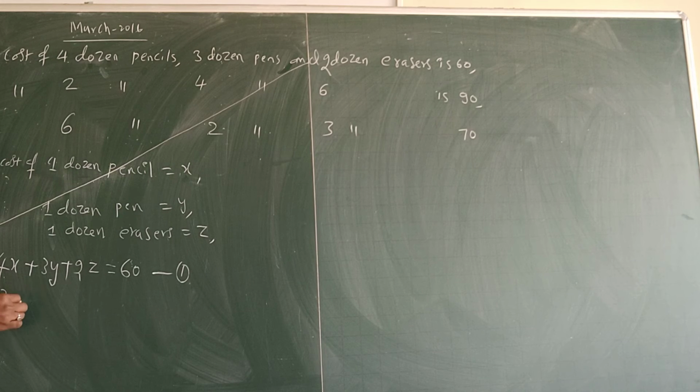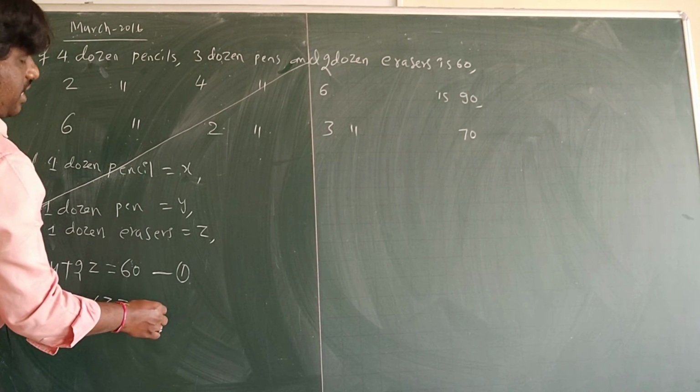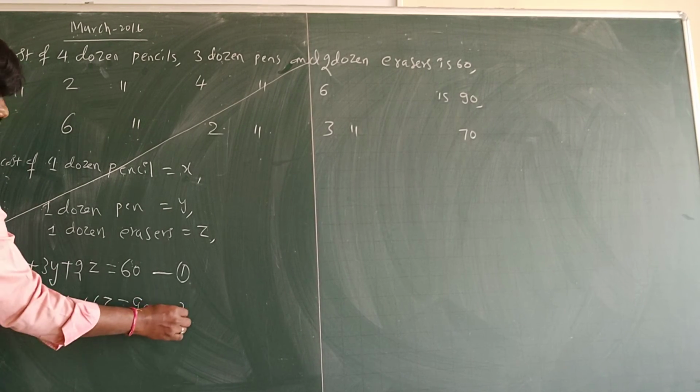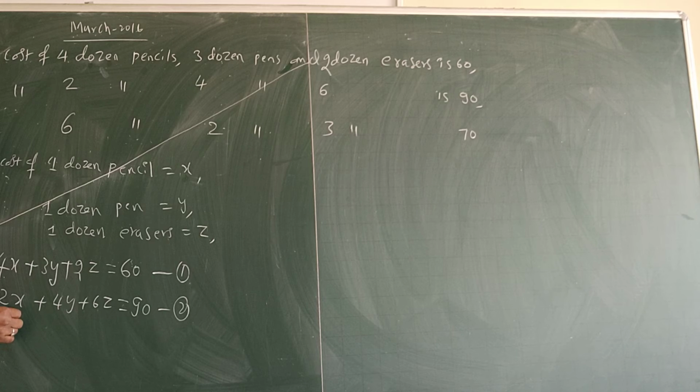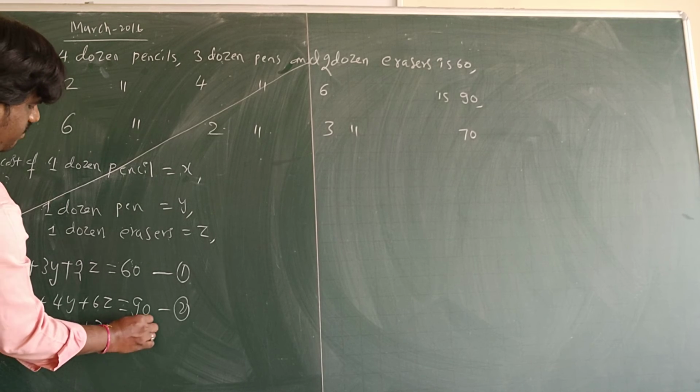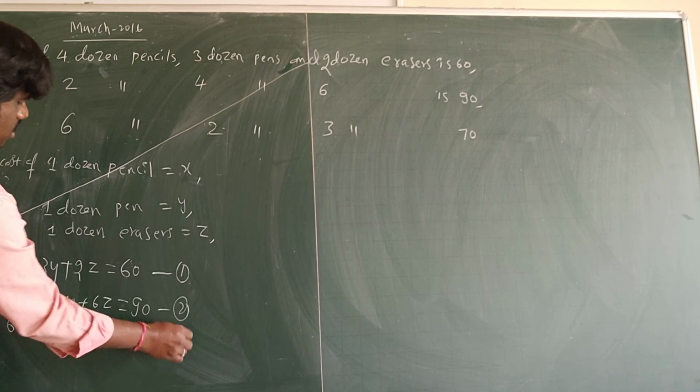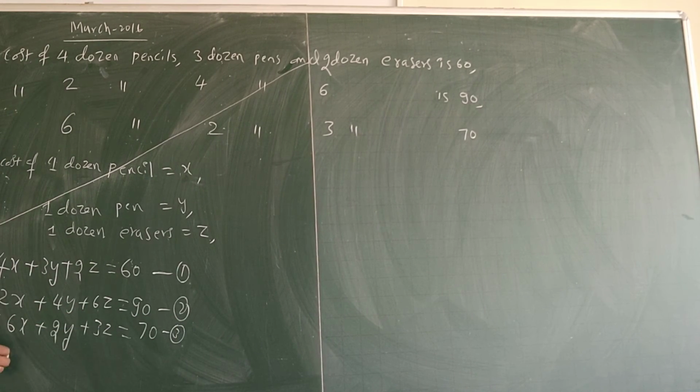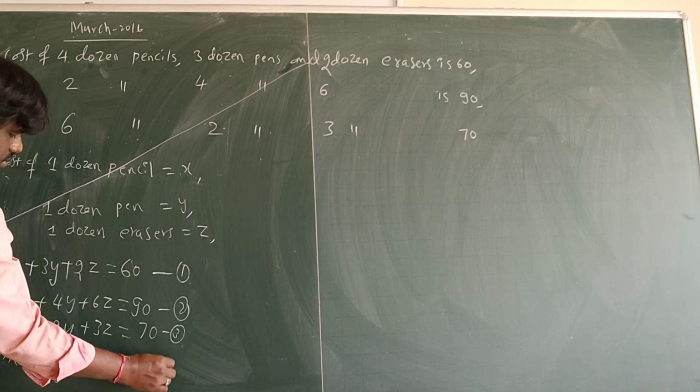Next one is 2X plus 4Y plus 6Z is equal to 90 rupees. This is equation number 2. And here 6X plus 2Y plus 3Z is equal to 70. This is the third equation. So what you have to do is write the given equations in matrix form.